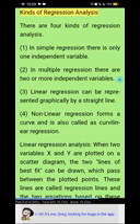Kinds of regression analysis. There are 4 kinds of regression analysis. 1. In simple regression, there is only one independent variable. 2. In multiple regression, there are 2 or more independent variables. 3. Linear regression can be represented graphically by a straight line. 4. Nonlinear regression forms a curve and is also called curvilinear regression.